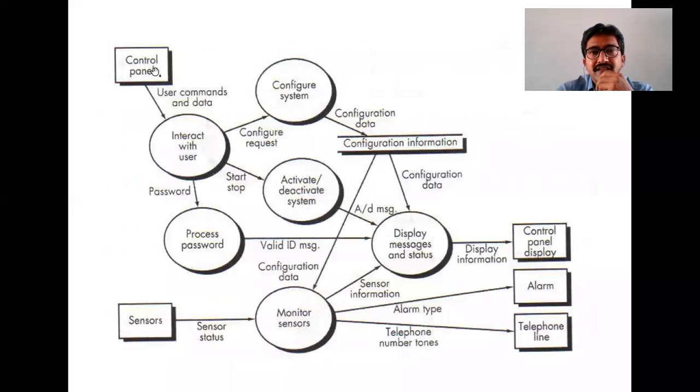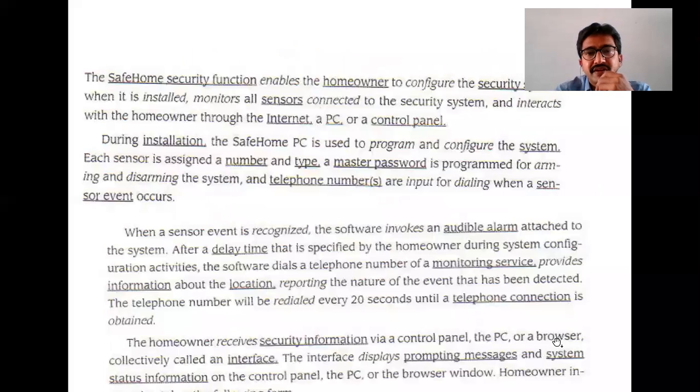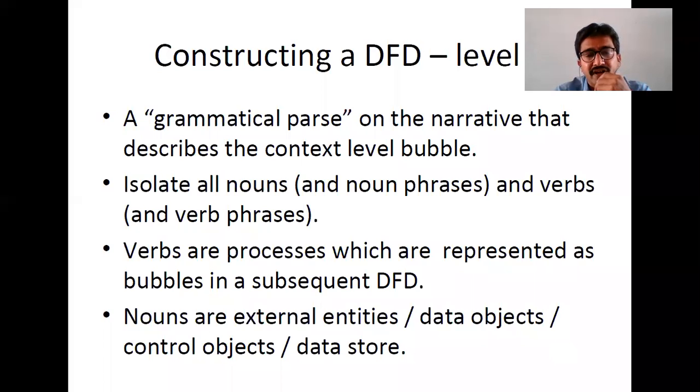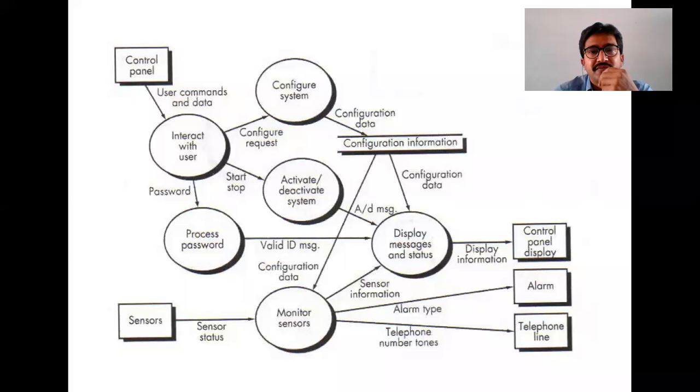Now here the other nouns are control panel, sensors, control panel display, alarm, telephone. If you compare this figure, the previous figure, level 0, looks abstract, not having many details. This is level 1. When you compare that and this, you are providing more detailed information here.